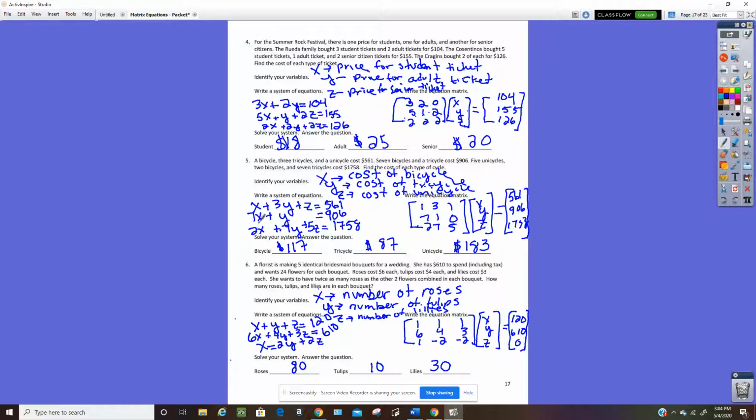And then the second sentence, 7 bicycles and a tricycle. And then there's no unicycles there, so equals 906. And then 2 bicycles, 7 tricycles, and 5 unicycles cost $1,758. So changing that to a matrix is 131, 710, and 275. And here's your variables X, Y, and Z. And here's your right-hand side of the equation, 561, 906, 1,758. So now I'm going to go to my calculator.